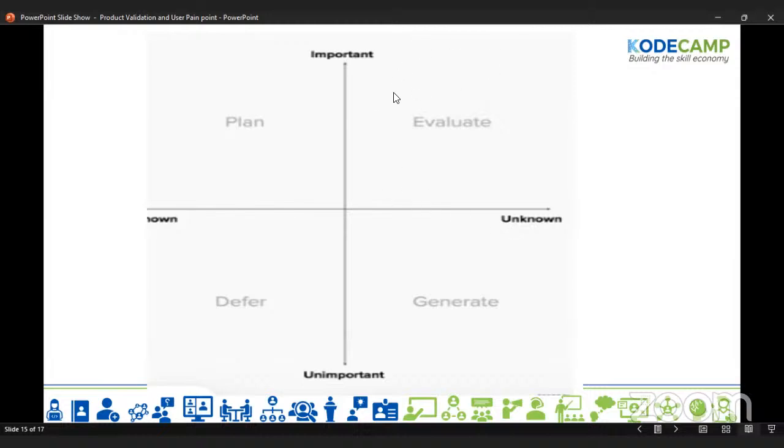Things around evaluate are the most important things for you to check on. Anything that falls at this point is the most important thing to check on. There are things that are important and unknown, and there are problems that need to be done better. We have the ones that are important and known, they're already in plan, they're already working on them. Things that are unknown and unimportant should be deferred, kept aside for things that may help you modify your product features.